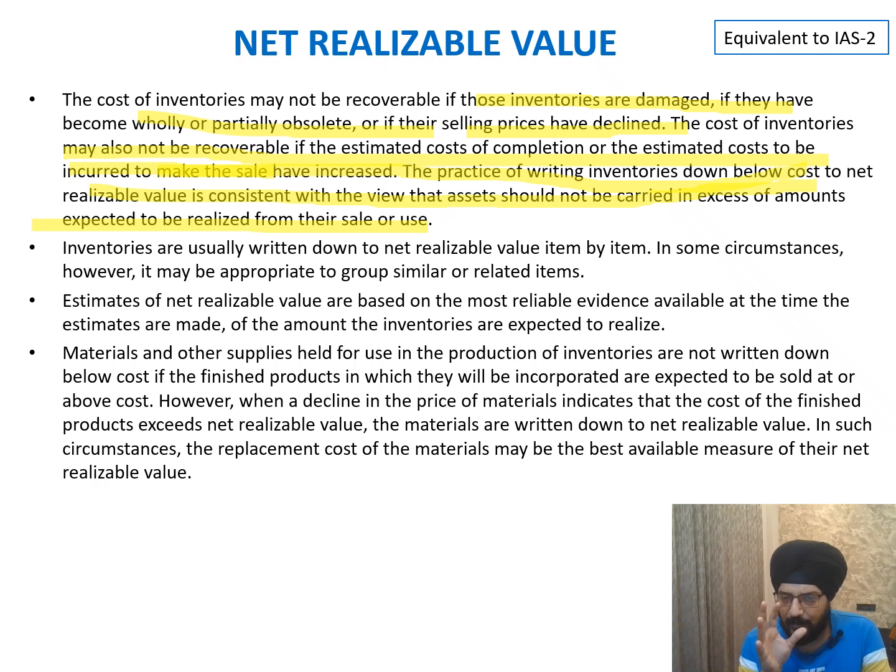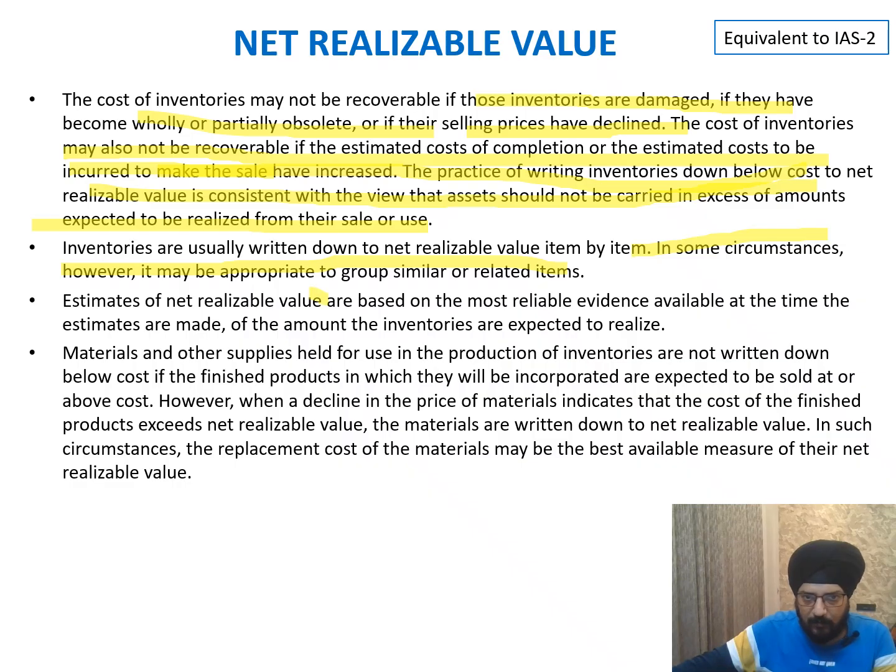So which means that the value which is going to get realized from the market is actually falling below the cost of the production. In which case, Ind AS 2 permits me to value my inventory at the net realizable value. So I will present my inventory at net realizable value and disclose that in my notes to accounts. Inventory is usually written down to net realizable value item by item in such circumstances. However, it may be appropriate to group similar or related items.